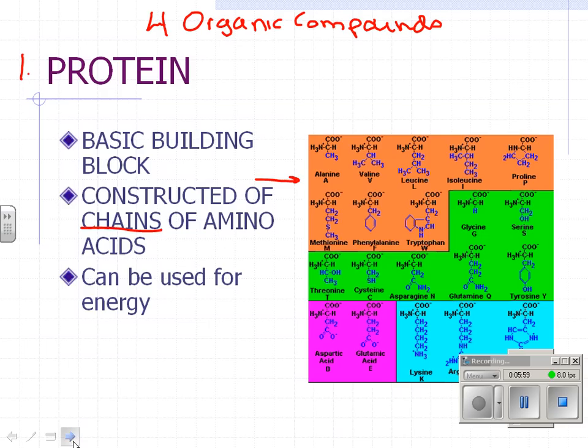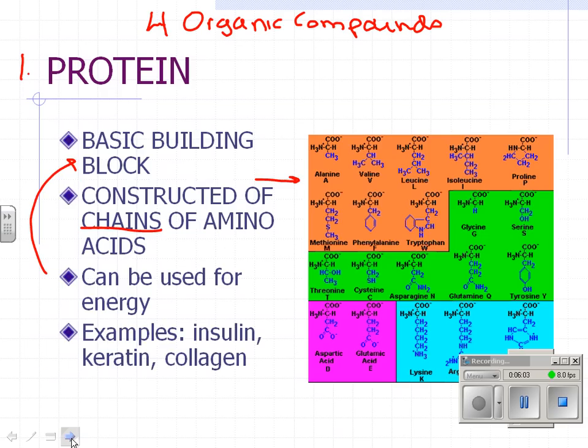Sometimes we use protein for energy, but mainly they're used for building materials. Some examples of protein: insulin, which enables your cells to take up sugar. Keratin, which is the protein that's found in your hair. Collagen, which makes your skin nice and stretchy and springs back. Those are all examples of protein.